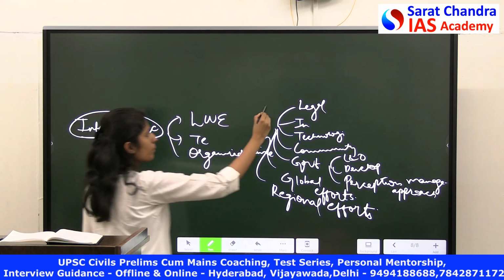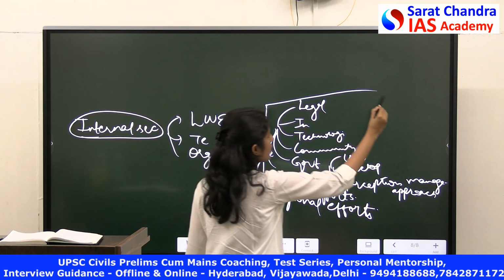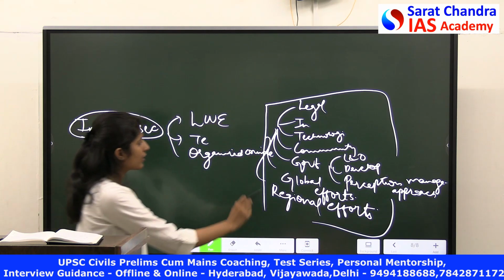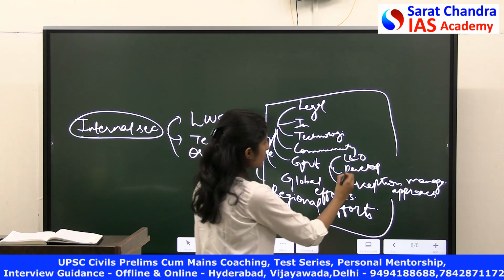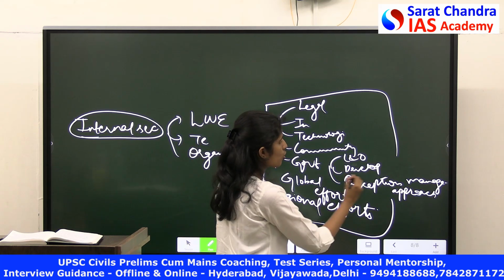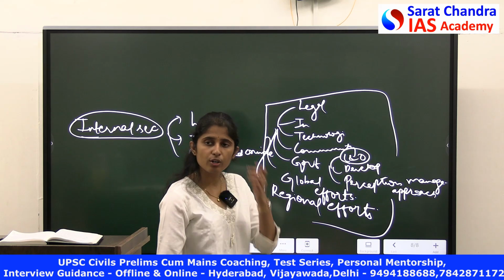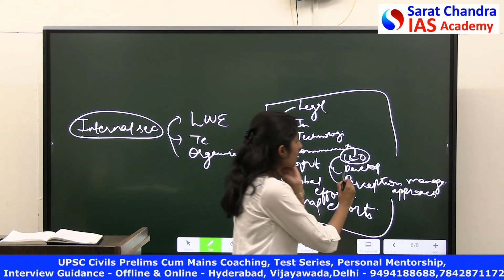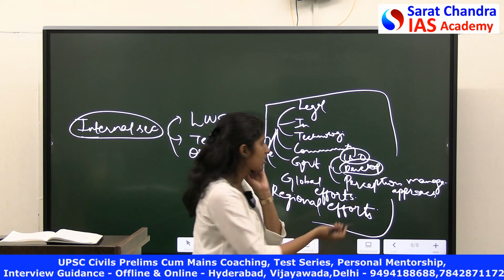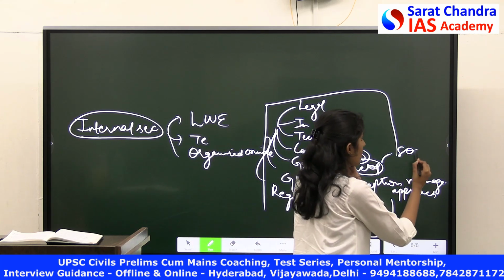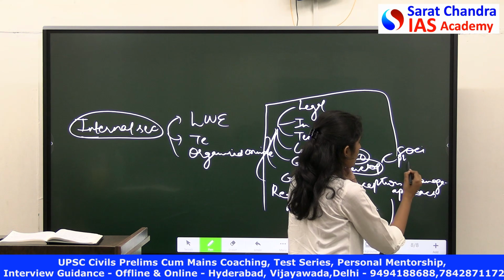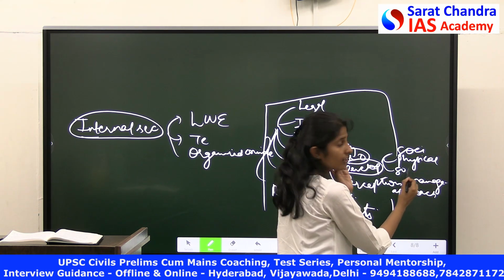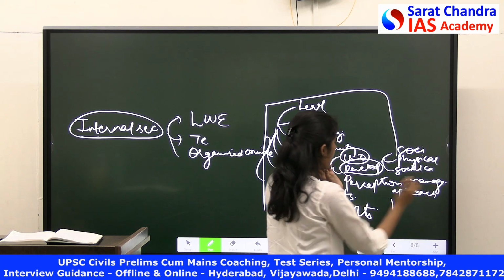So this is how you need to prepare your notes or have a framework for every internal security challenge in the paper. And within that, like I said, this is extremely important: governmental approach, law and order approach, like what are the law and order measures that the government is taking to tackle something like left-wing extremism. What are the developmental approaches? Developmental approaches can be anything like developing social infrastructure, developing physical infrastructure, building social capital, and then perception management.